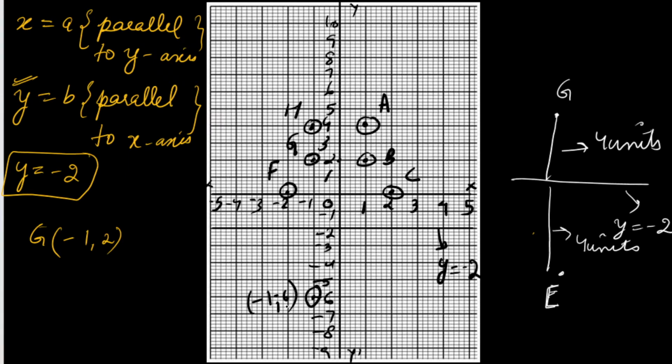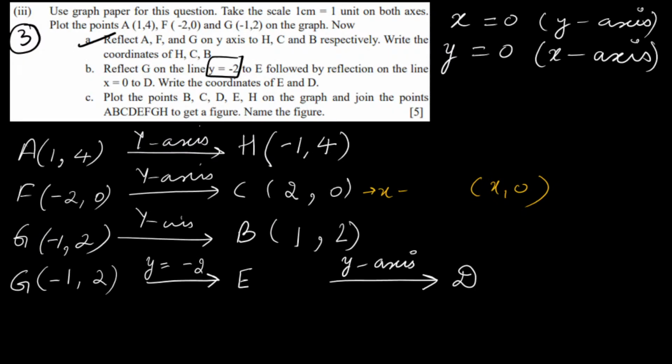Yes. So Jayashree has already given me the value. If you are doing reflection of G in the line y is equals to minus 2, you just have to go to the other side 4 units from this line. That means 4 units below this line you have to go, and you will get the coordinates as minus 1 comma minus 6. Coordinates of E we got.